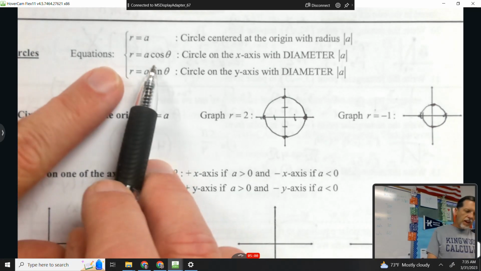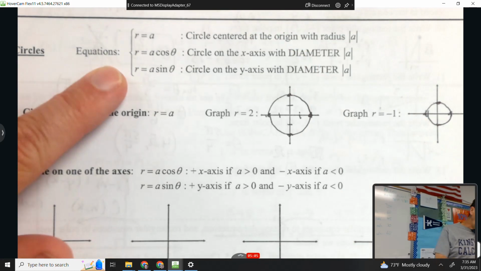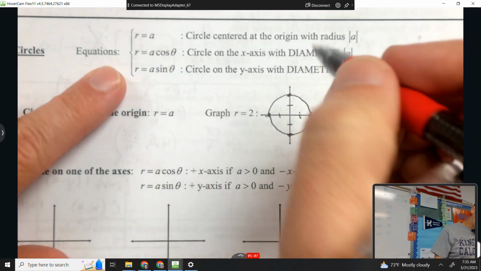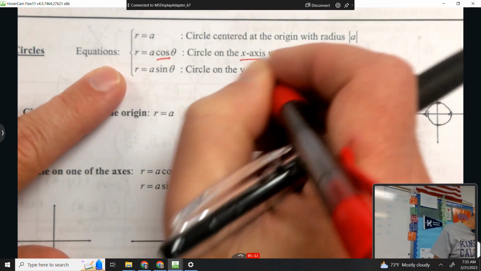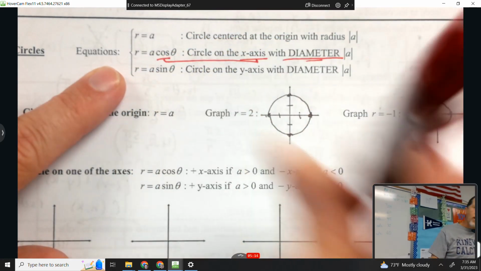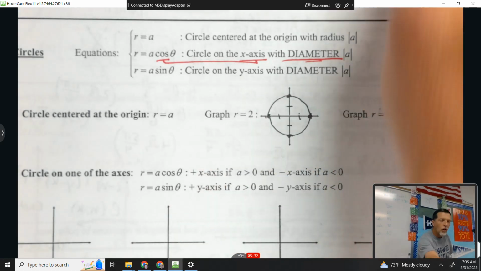Okay, the second type of circle, r equals a cosine theta, is a circle on the x-axis with diameter a. Okay, a couple things here. Cosine goes with the x-axis, right? Cosine has gone with x all year long. It's the x-coordinate on the unit circle. It was x something yesterday. Oh, and velocity is the x component. Here, graphing, if it's cosine, then it's going to have an x orientation. And that's going to be true for all of these graphs.